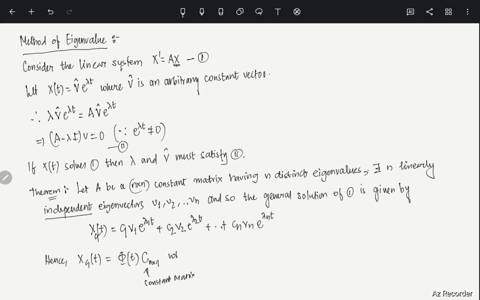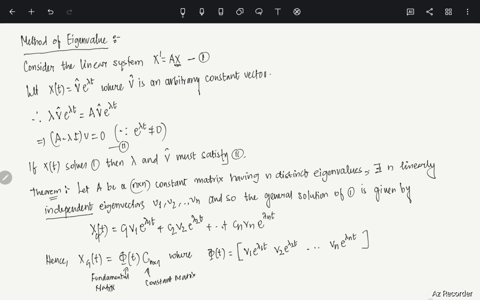And so this is the fundamental matrix. What is the fundamental matrix here? This is a method of finding the fundamental matrix when it has n distinct eigenvalues. The first row will be v1 times e power lambda 1 t, the second row will be v2 times e power lambda 2 t, and it goes on like this. The nth row will be vn times e power lambda n t. Clear? So that's your fundamental solution, and you can also write the solution in terms of this. Anything is fine.